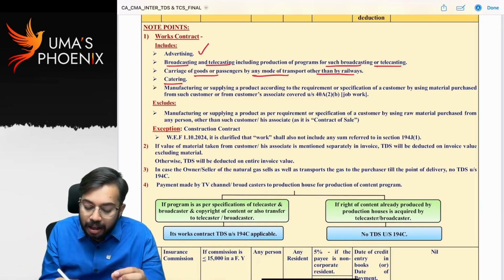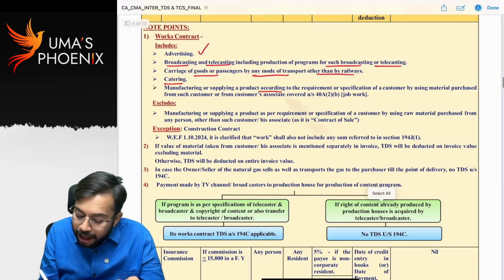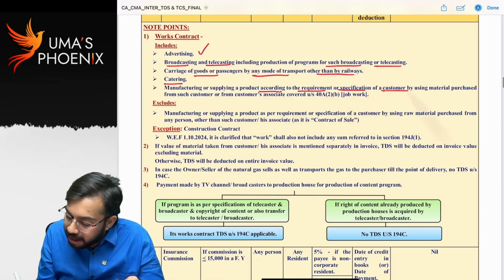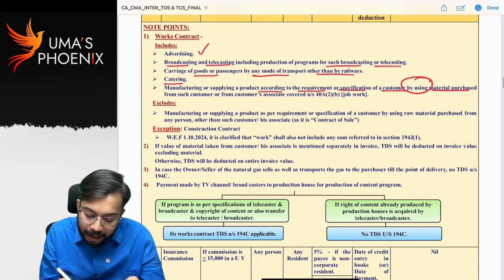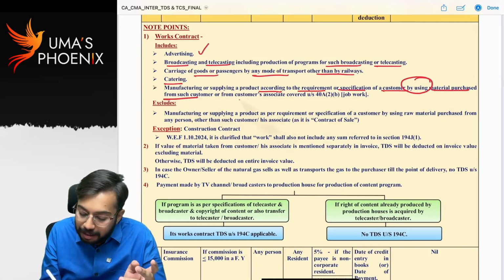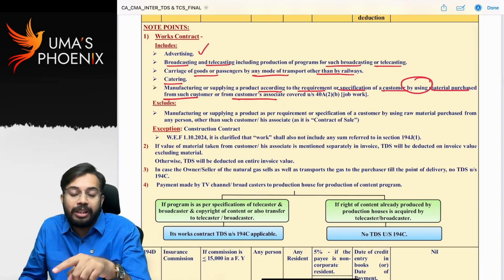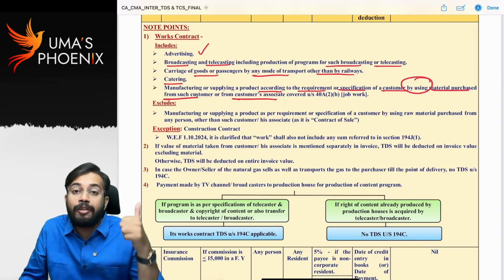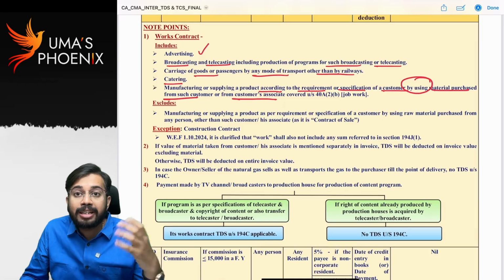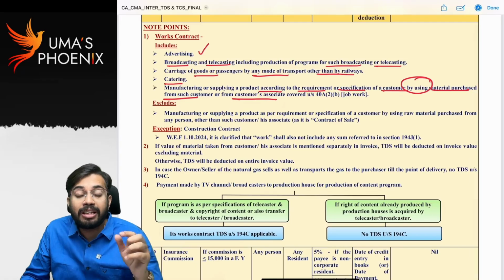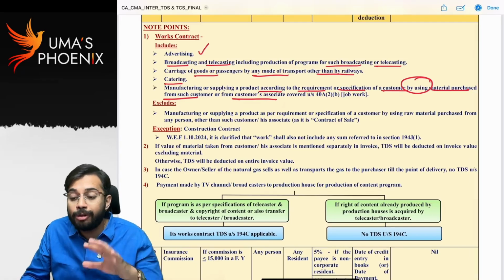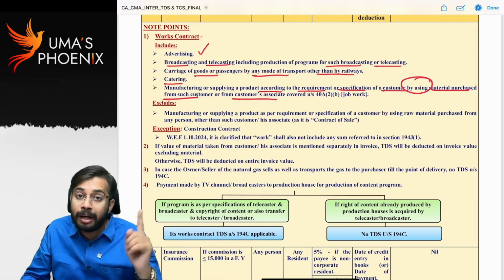Okay. Next, see, manufacturing or supplying a product according to requirement or specification of a customer by using material purchased from such customer or from customer's associate. So whenever material is taken from customer or customer's associate, I have discussed associate definition under 40A(2)(b). Excess payment made to relative or close associate, excess payment made to specified person not allowed as deduction. Do you remember? There I have discussed the definition of relative, I have discussed the definition of specified person. If you do not remember, go to PGBP and watch that video.